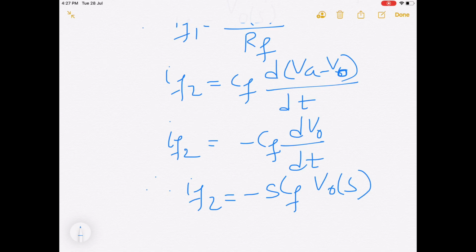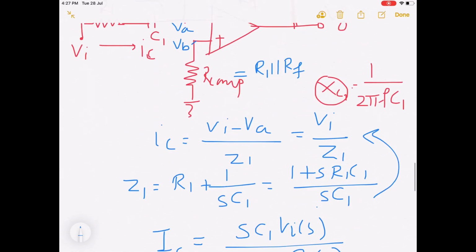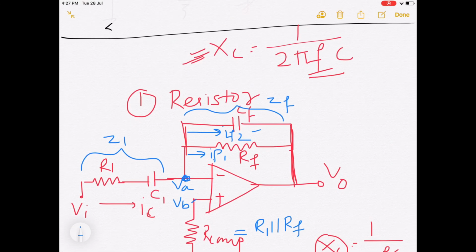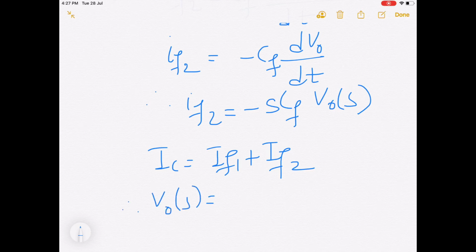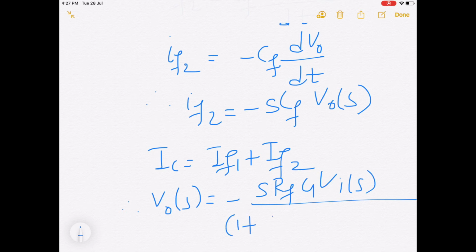Now applying Kirchhoff's current law at node A. All currents we have calculated, we simply have to add them. So IC is equal to IF1 plus IF2. After solving this, you will get VO(S) equal to minus S RF C1 VI(S) divided by (1 plus S RF CF) into (1 plus S R1 C1).